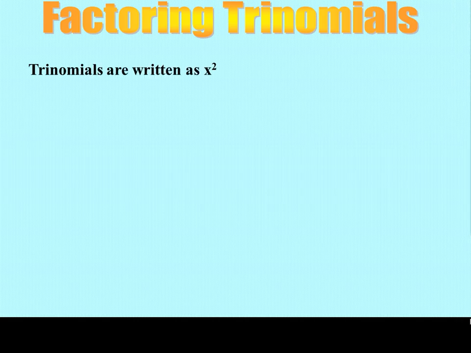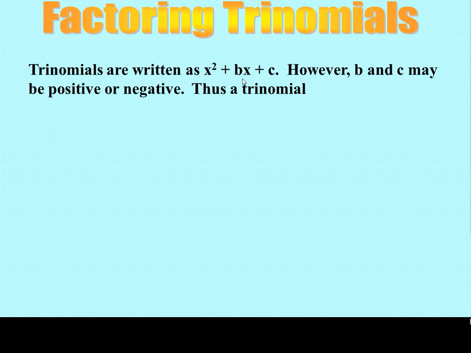So what are we talking about here? We're talking about quadratic trinomials, and so they're always going to be written like that. They're going to have the form x squared plus bx plus c, but the b and the c could be positive or negative. So they might actually end up looking like any of these four cases. X squared plus bx plus c, or x squared minus bx plus c, etc. The b or the c could be negative.